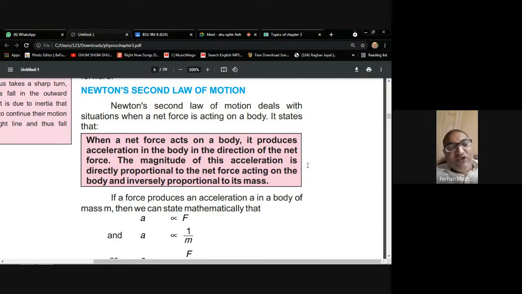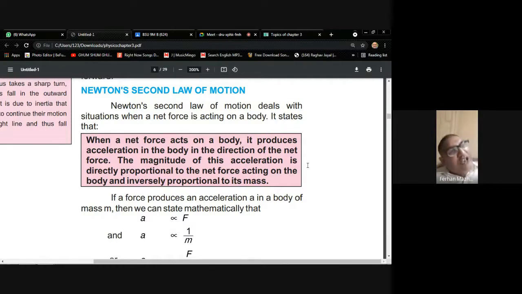You have studied this in your previous chapter. The acceleration is equal to Vf minus Vi divided by t. That is the first equation of motion. Vf minus Vi divided by t means final velocity minus the initial velocity, the whole thing divided by t. So that's acceleration. Newton's second law of motion is about the acceleration which is produced in a body and the unbalanced force, or the net force, or the resultant force.